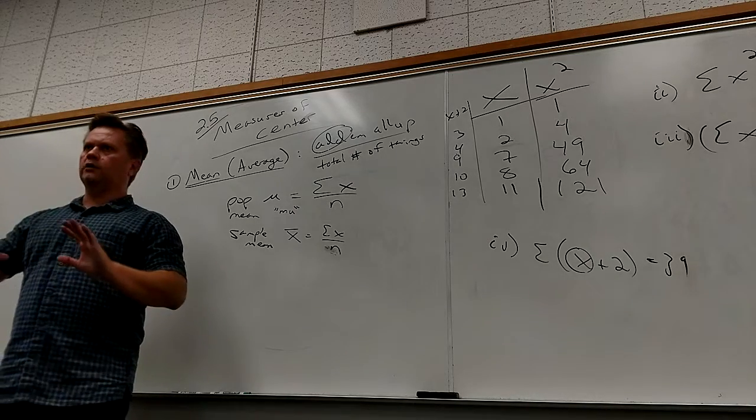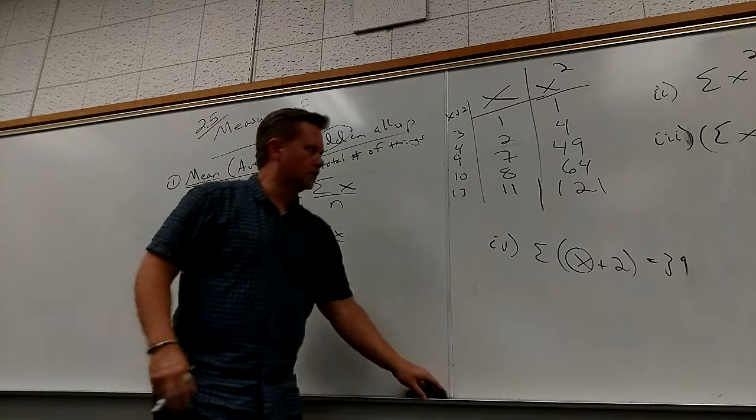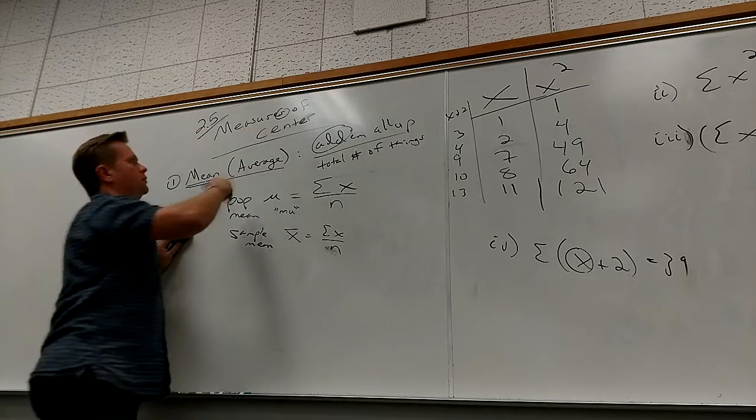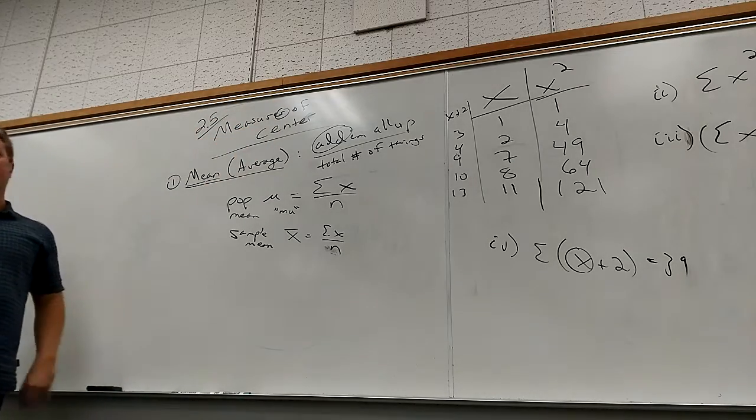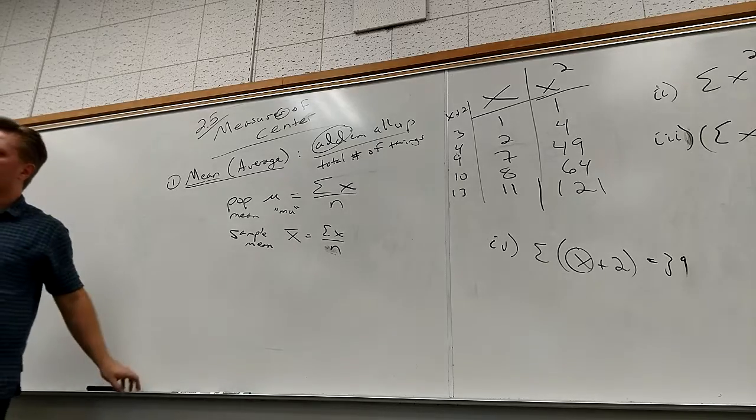Okay. So I want to focus on it because it's going to happen a lot to us, the summation symbol. All right, continuing. There are more. This is plural. So there's more measures of center. Here's why the next measure of center sort of exists.